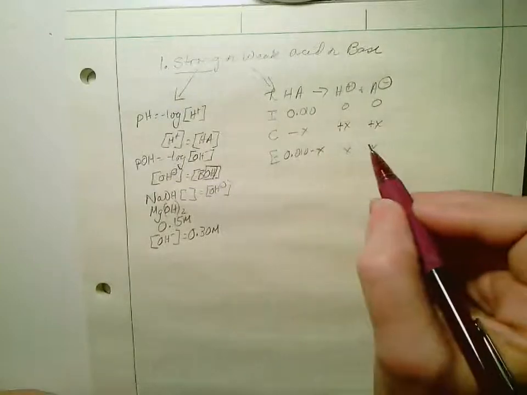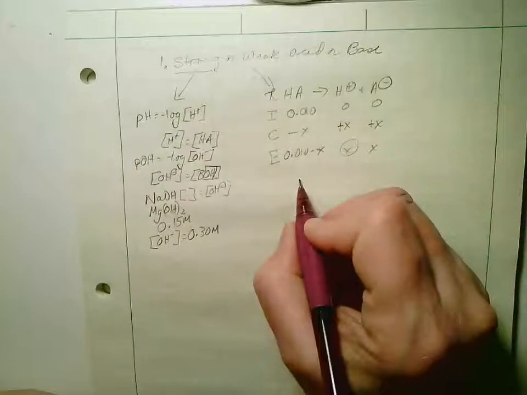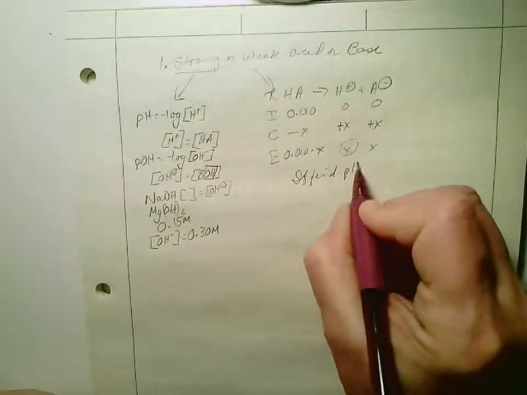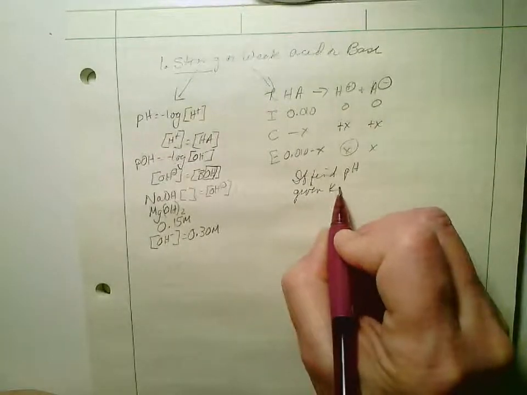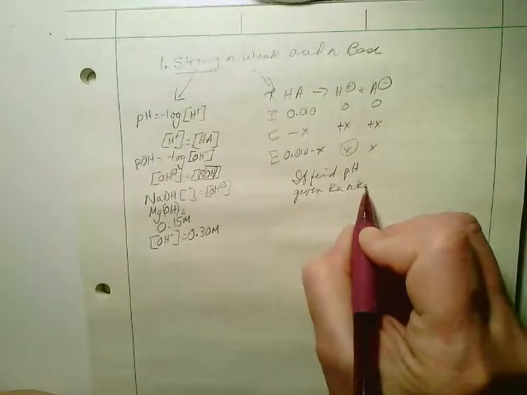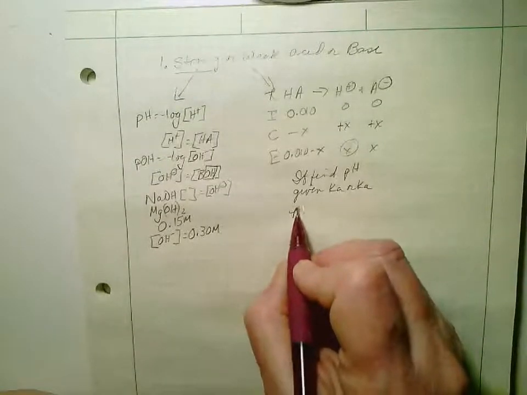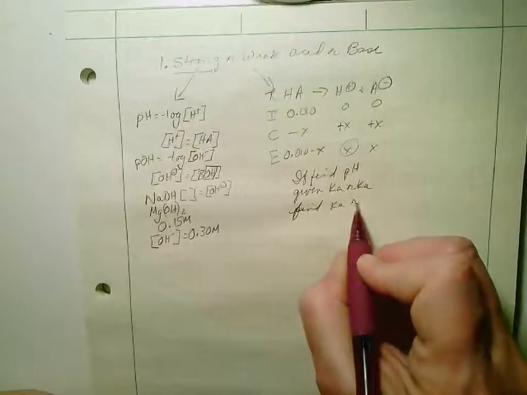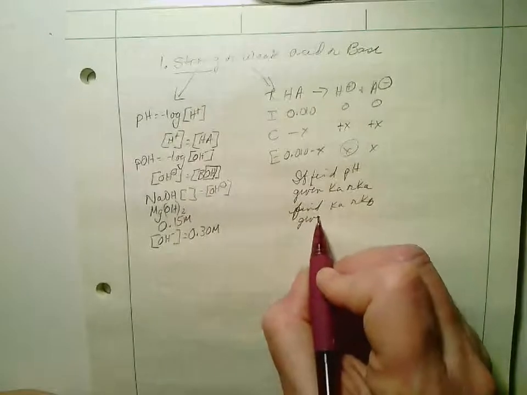And now if we wanted to figure out this concentration, if you're finding pH, you would be given the Ka or the Kb. If you are trying to find the Ka or Kb, you would have to be given the pH.